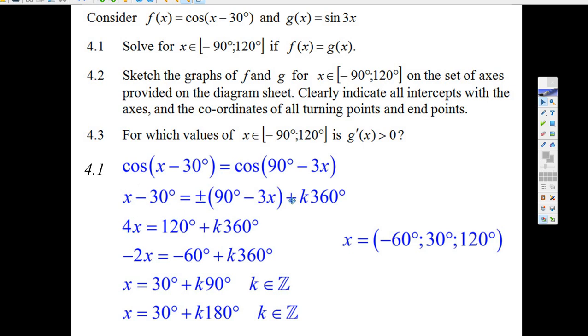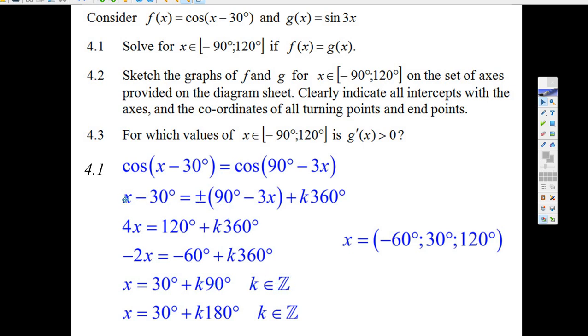Scratch that last thing I said. You add 3x, and you get 4x. And you add 30 to both sides, and you get 120. There you go. And you divide by 4. 4x divided by 4 is 30 degrees. And 360 divided by 4 is 90 degrees. So there's your general solution. x equals 30 degrees plus k times 90, and k is an element of the integers.